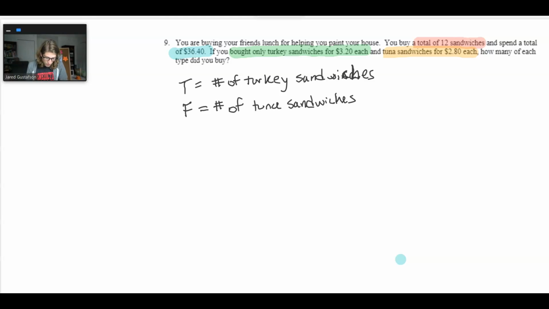They're different. We have one equation where you bought 12 total sandwiches. That is T plus F. You take both of those numbers, they have to add up to 12 because you bought 12 sandwiches. And then you deal with the money equation. So a turkey sandwich costs $3.20, so we're going to put $3.20 in front of T. Tuna costs $2.80, we're going to put $2.80 in front of F, and that's going to be equal to our cost, which is 36.40. So we have our count equation and our money equation.